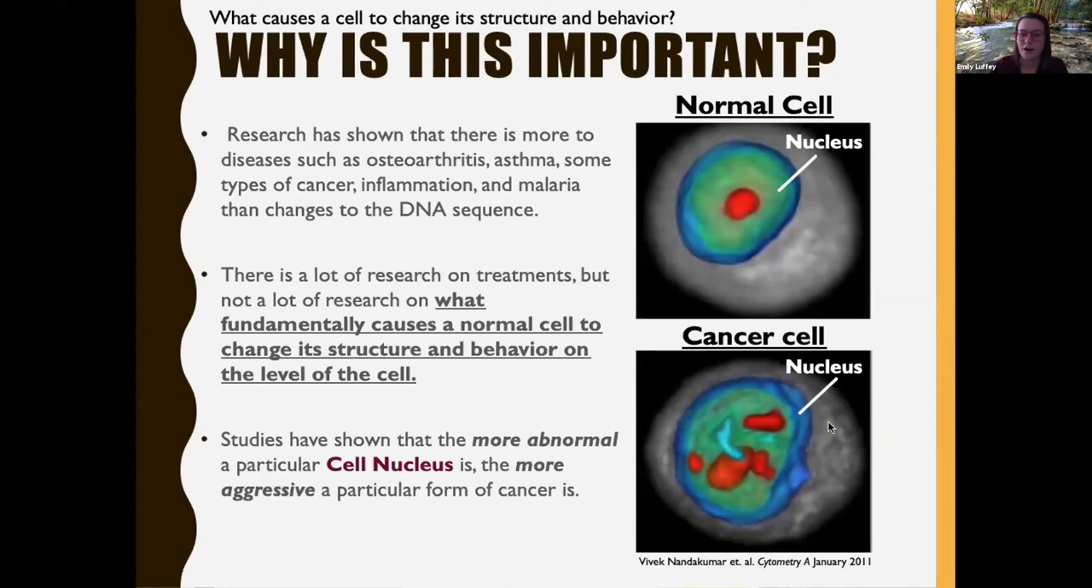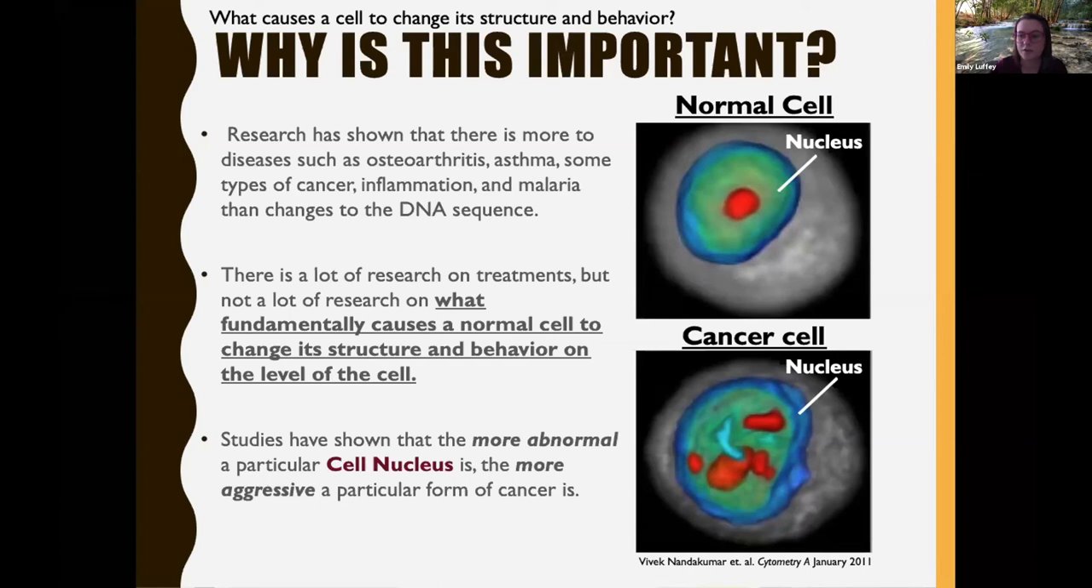So obviously, why is this important? Why is this an important question to ask? There's a lot of research that's shown that there's more to diseases such as osteoarthritis, asthma, some types of cancers, inflammation, and malaria than just changes to DNA sequence. There's also a lot of research on treatments for these diseases, obviously, but not really research on what fundamentally causes a normal cell to change its structure and behavior on the level of a cell.